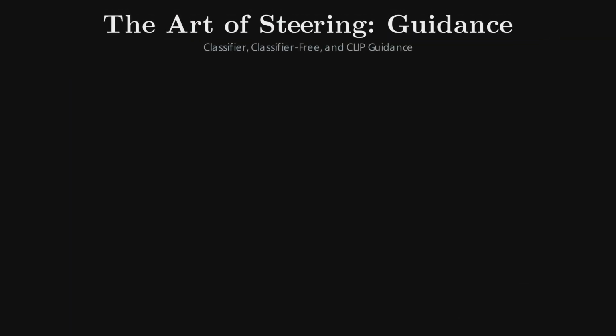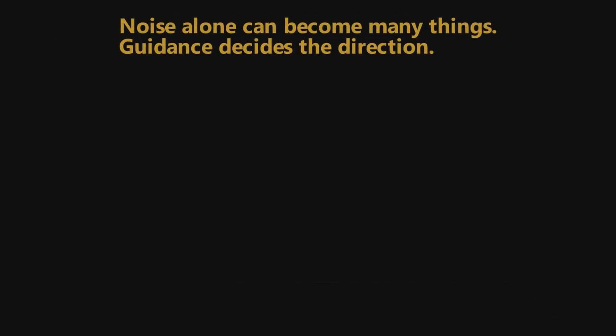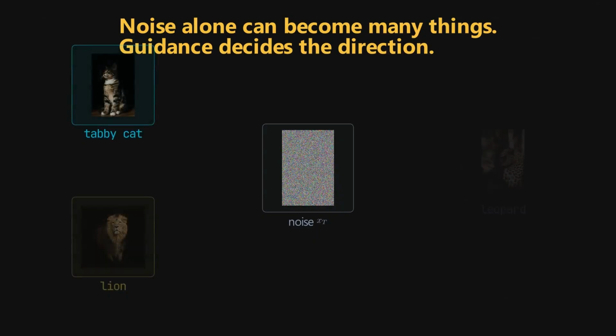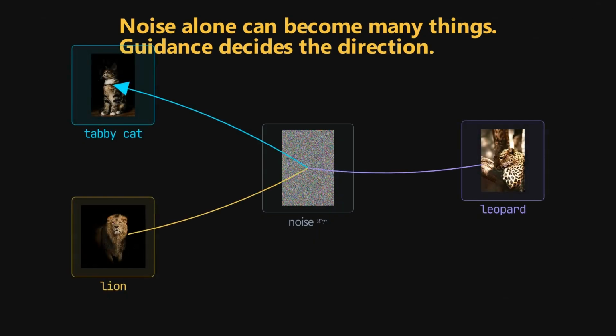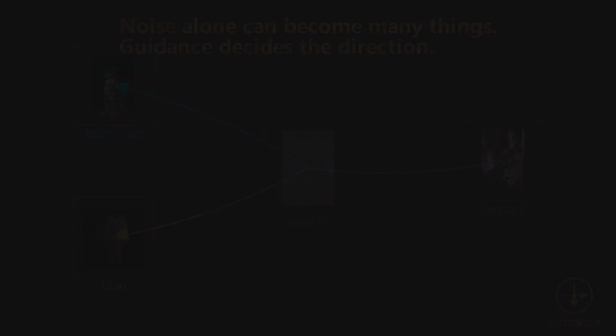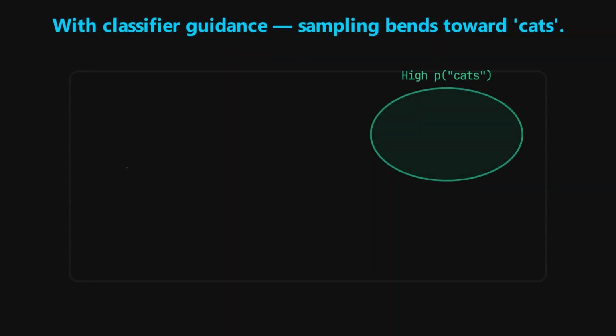Now we know how diffusion can turn noise into an image. But there is still a problem. Noise is too free. The same random cloud could become a cat, a lion, a leopard, or something that looks like all three had a very confusing family reunion. So, how do we make the sampling process go in the direction we want?